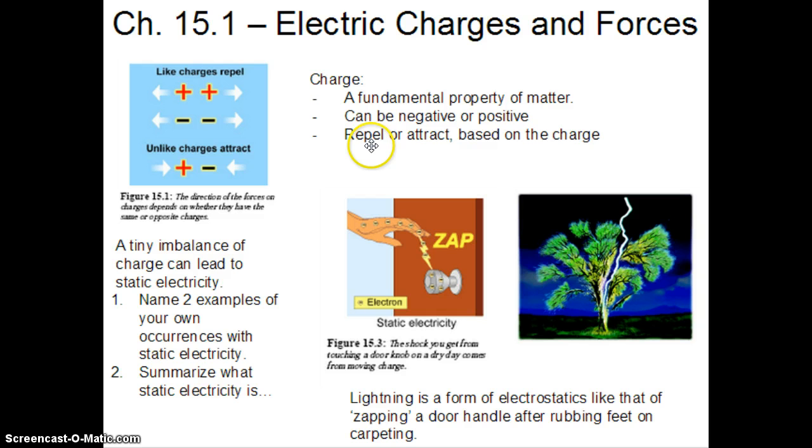But these charges, whether positive or negative, can either repel or attract depending on the charge. So even the tiniest of charge can lead to tremendous forces, and we'll get into that in a little bit when we look at Coulomb's Law. We're going to be looking at electrostatics, the same concept of how you zap a door handle or a light switch, being consistent with what takes place in lightning.